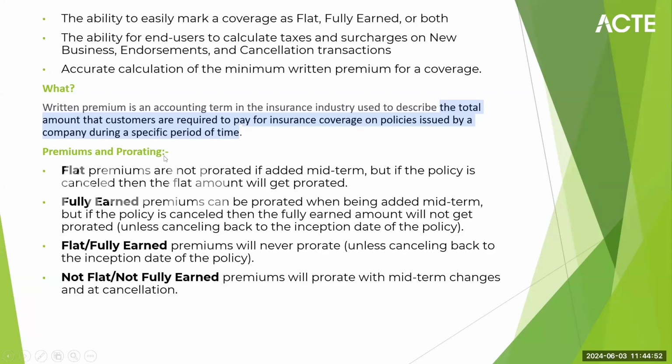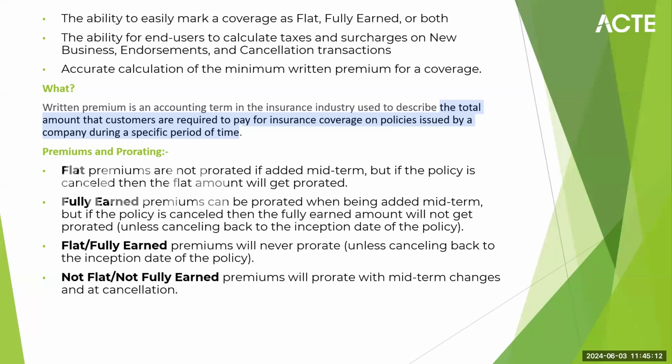Like premiums and prorating. So these are 4 types: flat, fully earned, non-flat, not fully earned. Flat premiums are not prorated if added midterm, but if the policy is cancelled, then the flat amount will be prorated.